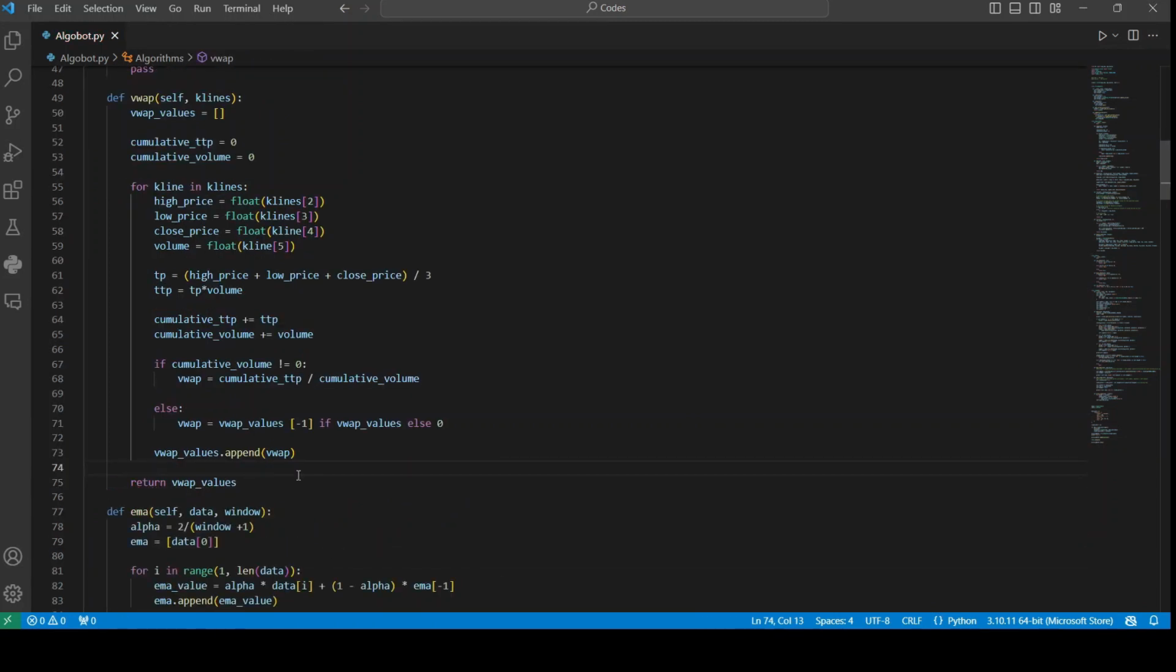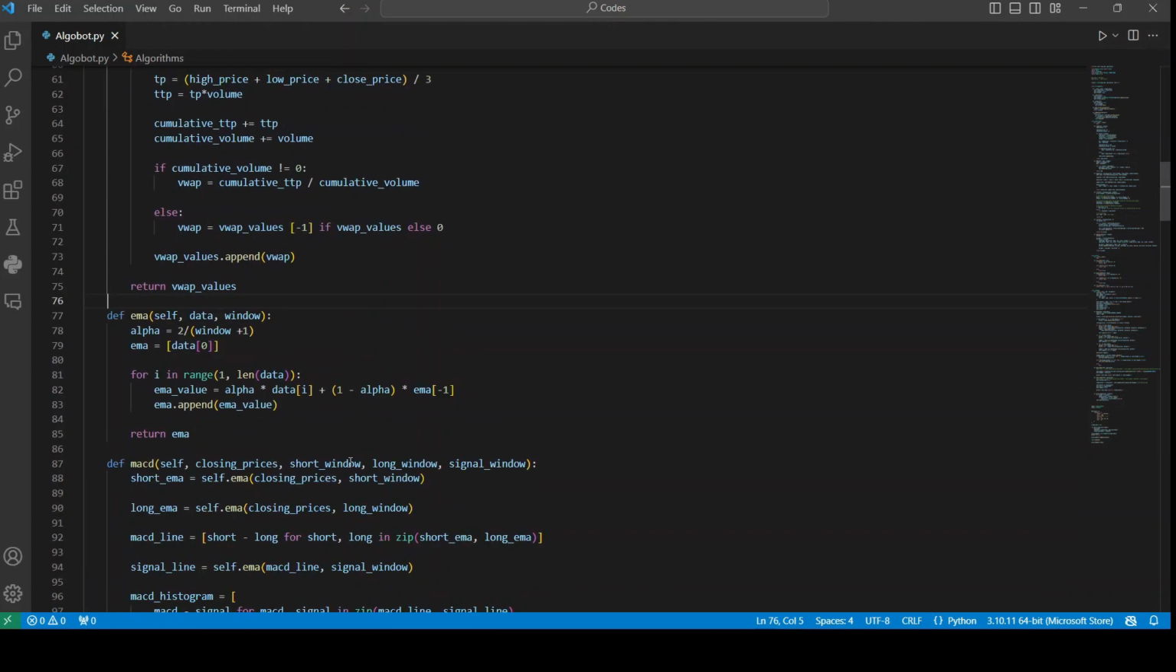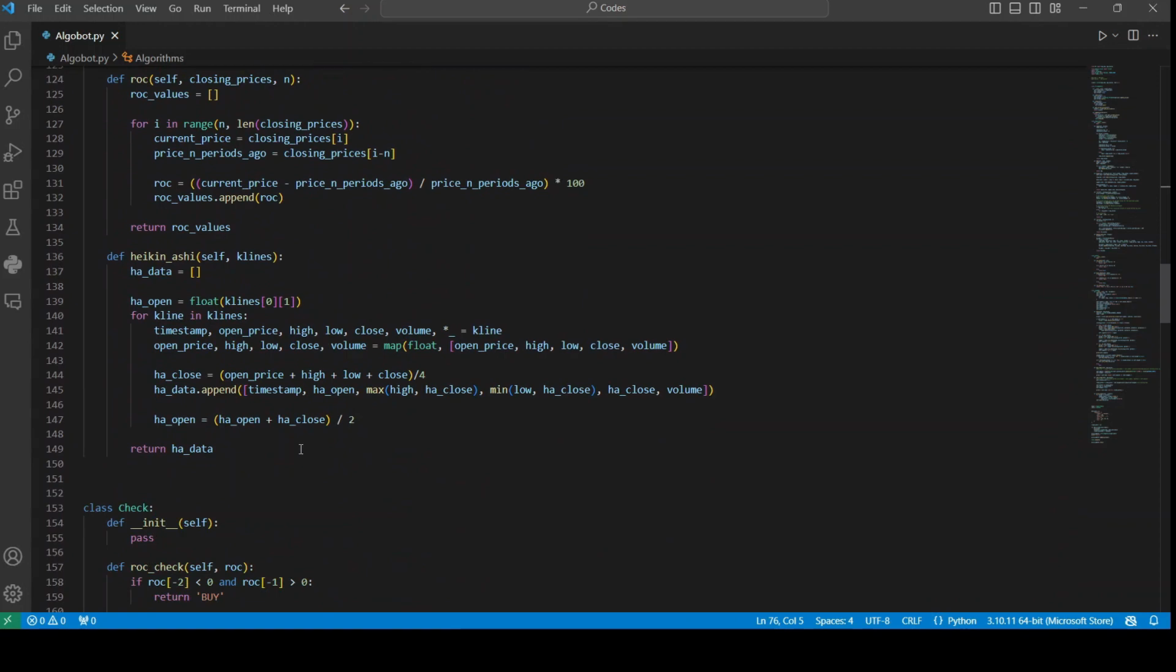So that's literally it. That's how you can calculate the VWAP on your own by using the average cumulative typical price and the cumulative volume. So now, after we have all of that, once again, we already have our Heikin Ashi calculation here, so we don't need to create that anymore.